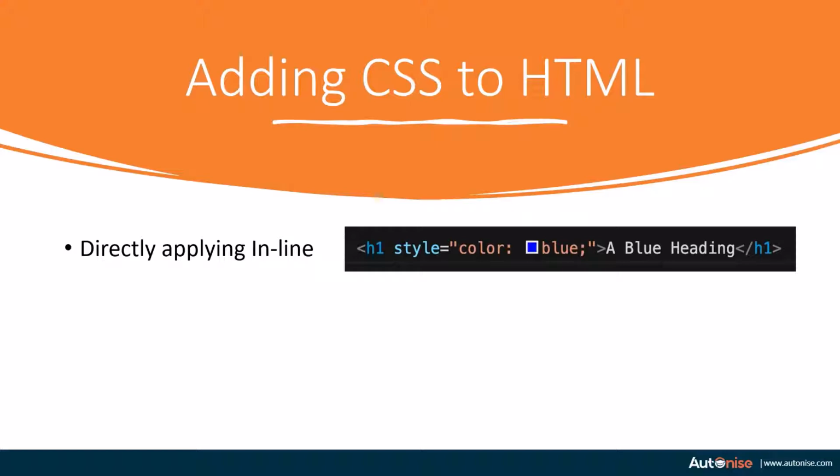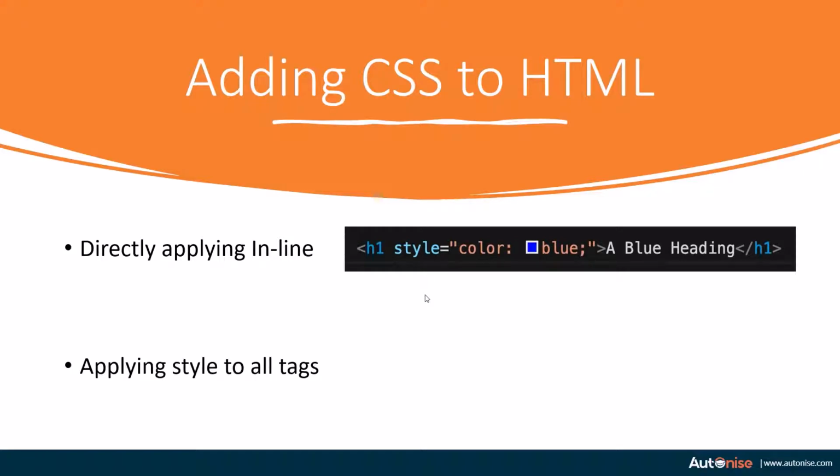In the h1 opening tag, we put the attribute style, with an equal to sign, and we put double quotes. Inside the double quotes, we first specify the property and then a colon, and after the colon we specify the value. This approach is called applying inline CSS because wherever the element is present, we are applying the CSS on the same line.